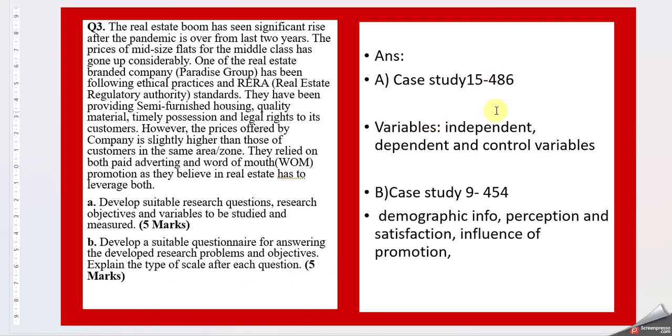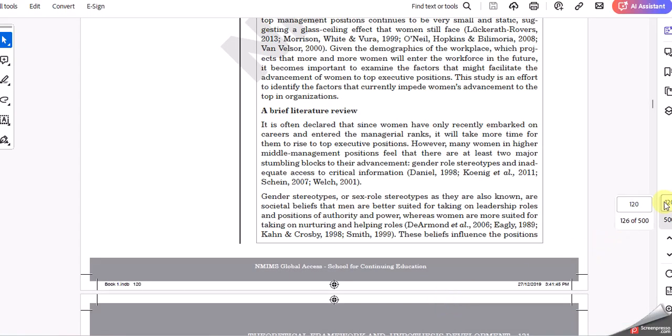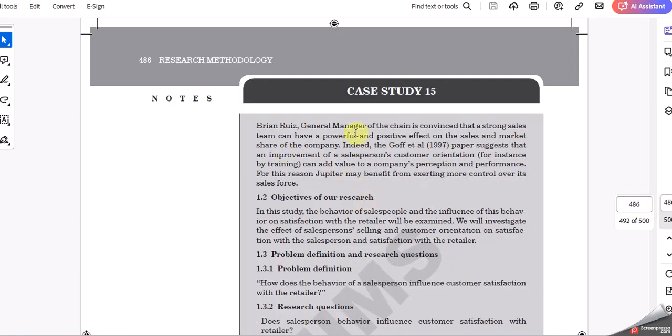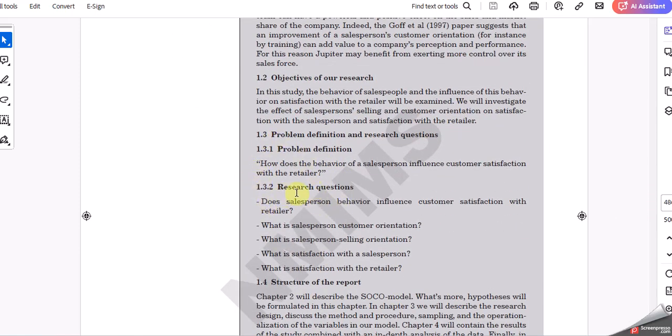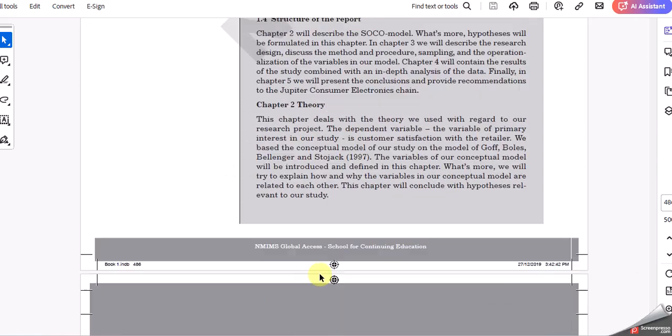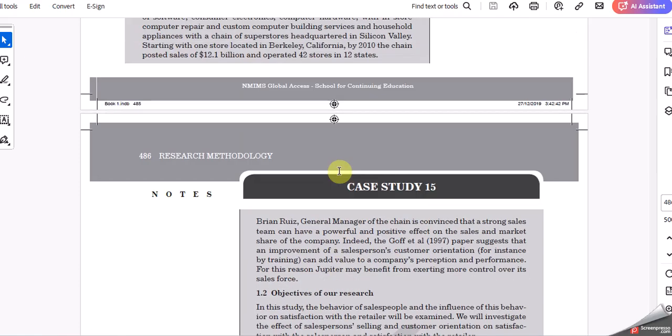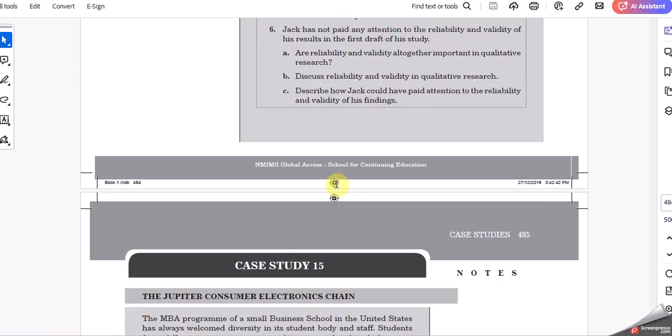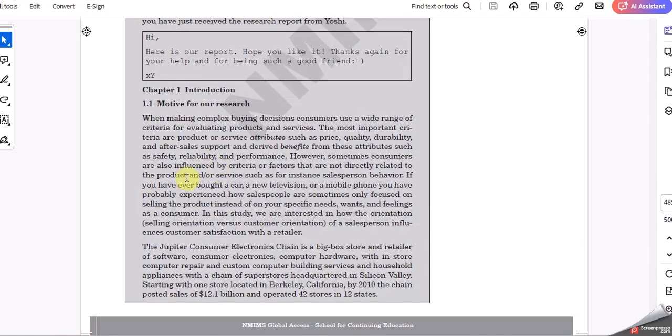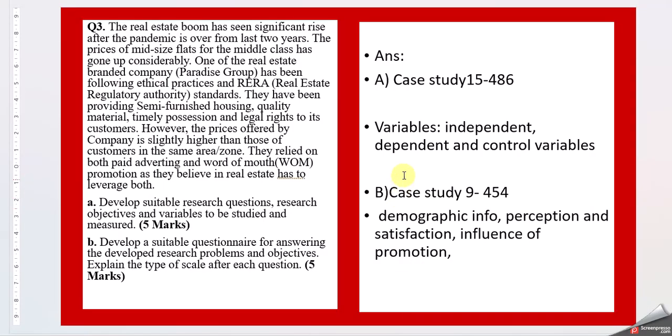Okay, so here you can see a brief study, a similar kind of case study to what has been mentioned here. Case study 15. So case study 15 shows what kind of research questions you will arrive at, and how the questionnaires come up here, with salesperson and customer. So just go through this case study 15, then you can understand the question and the linkages between these two and how it has been taken care of. In part A, define what is a variable, independent, dependent and control variables, while answering part A.